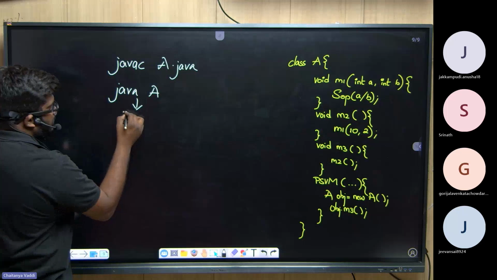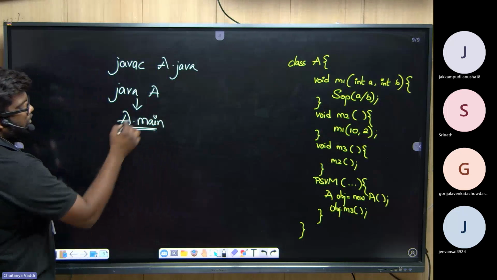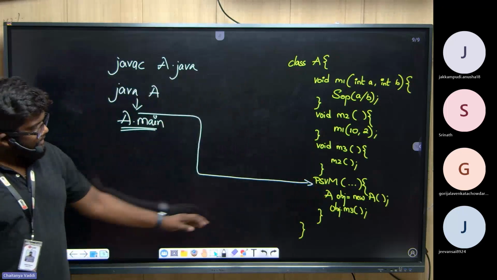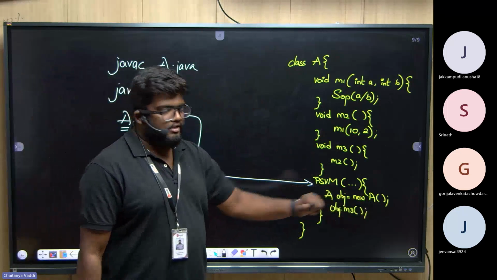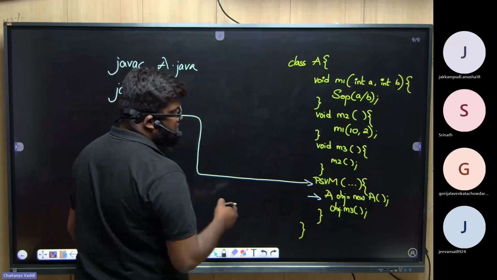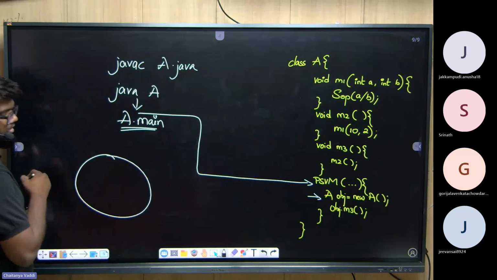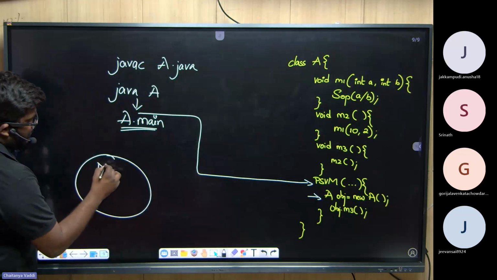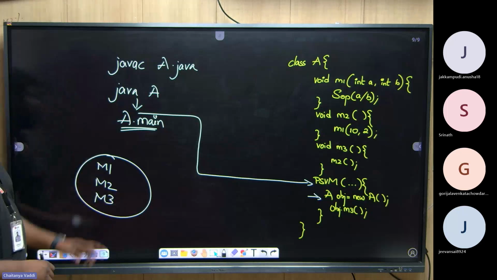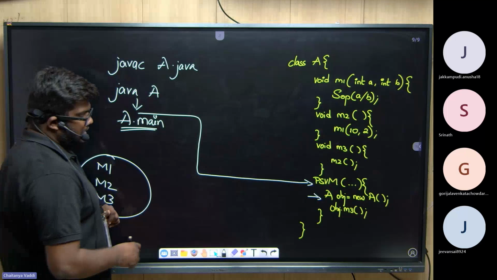And when we do this, it will internally invoke A.main automatically. And when A.main is invoked, it will directly come to your main method, right? In the main method, you have an object creation as your first statement, meaning that will be executed first. And whenever that syntax is executed, an object is created. In this object, we have m1 method, m2 method, m3 method, because all of them are non-static properties, right?